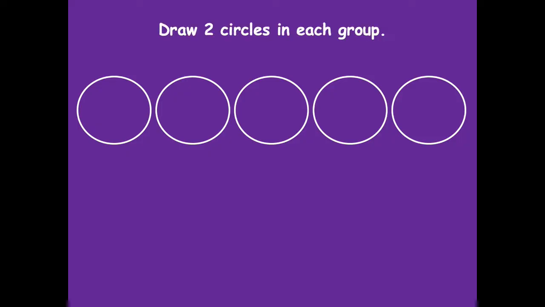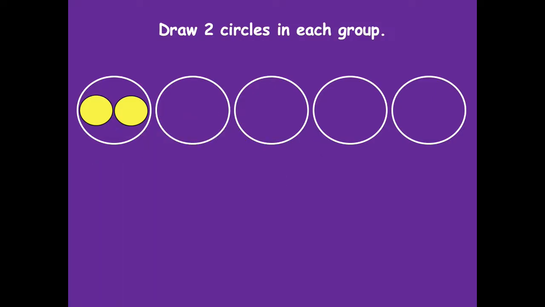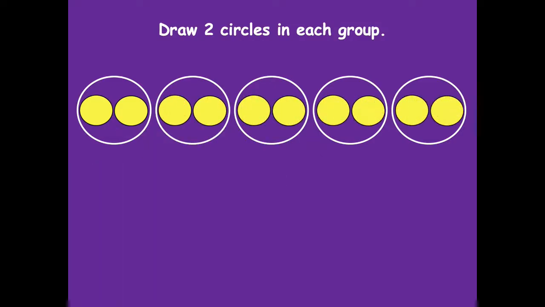All right, so now we're going to draw 2 circles in each group. So pause the video. Just like I did, or just like I show here, draw 2 circles in each one, and then click play once you've drawn 2 in all 5 of the larger circles. All right, pause if you need more time. Otherwise, here's what your drawing should look like now. 5 large circles with 2 circles in each group.